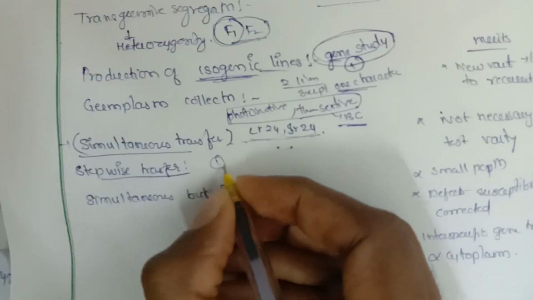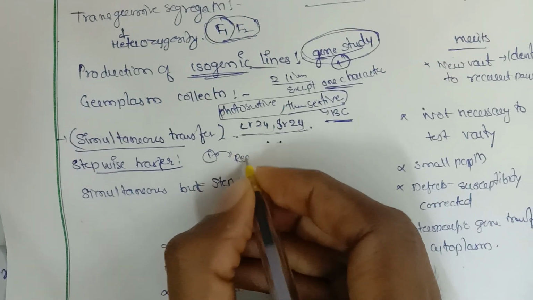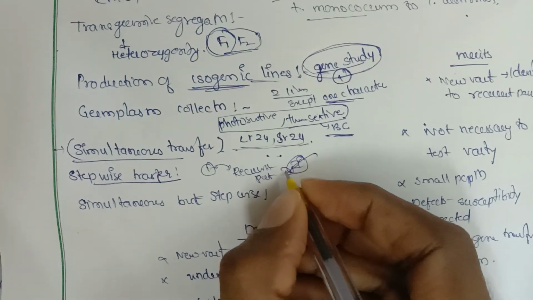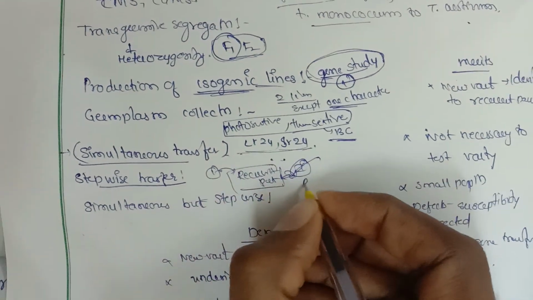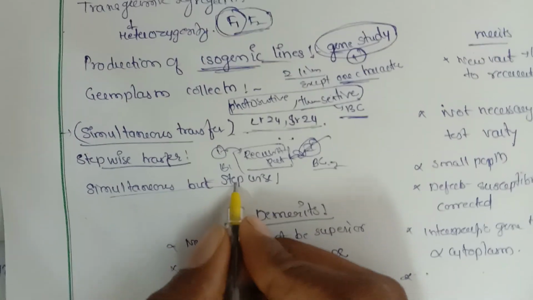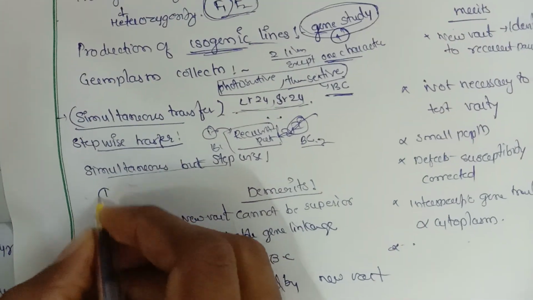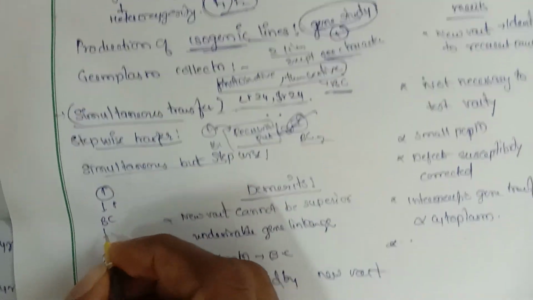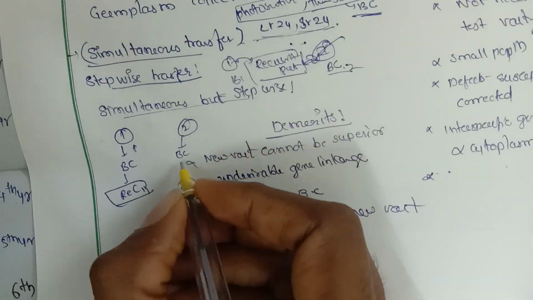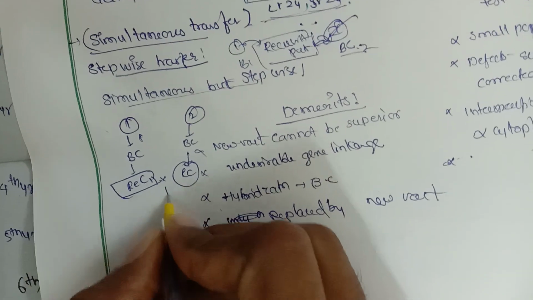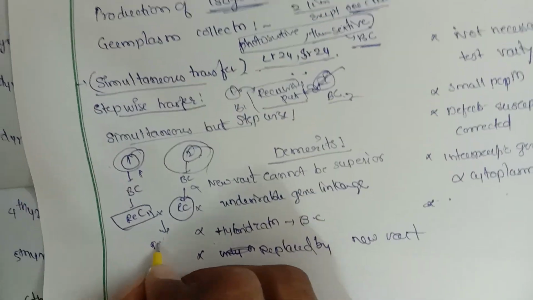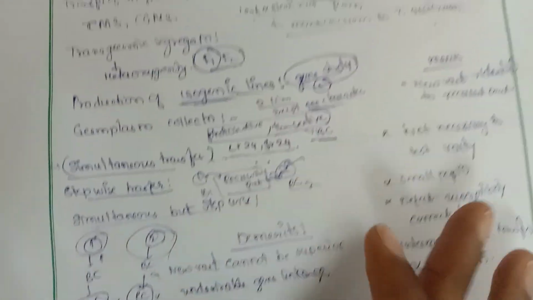Stepwise transfer means one gene is first sent into the recurrent parent, and then another gene is sent into the recurrent parent by the backcross method. And then simultaneous but stepwise transfer: one character is transferred into one of the recurrent parents, and then the second gene is transferred into another recurrent parent, and these two recurrent parents are crossed to get both the characters. First character and second character can be inherited simultaneously but stepwise.